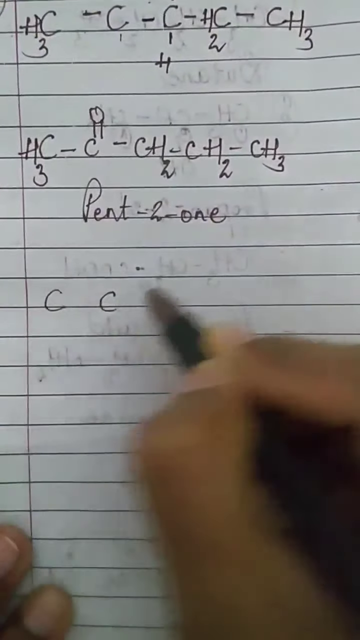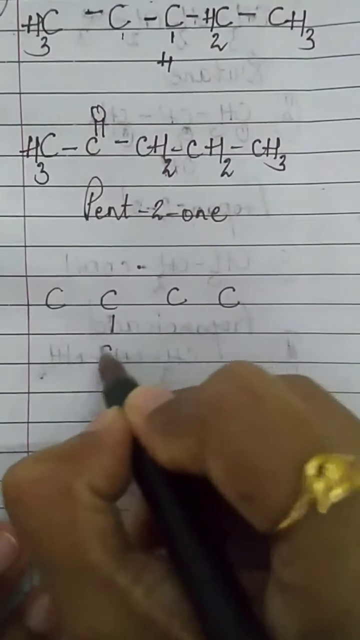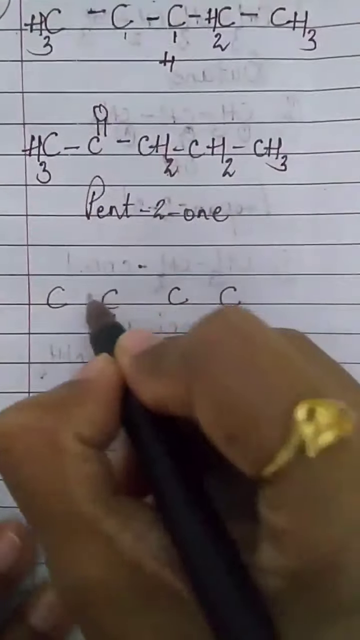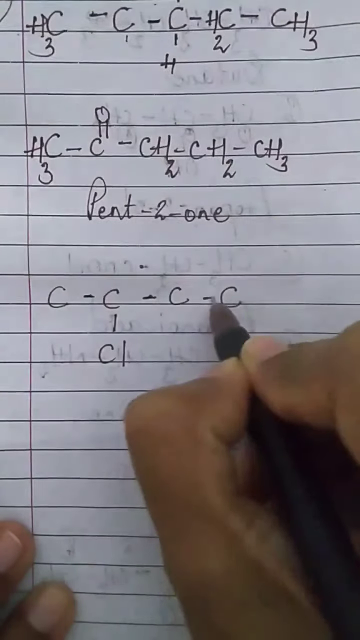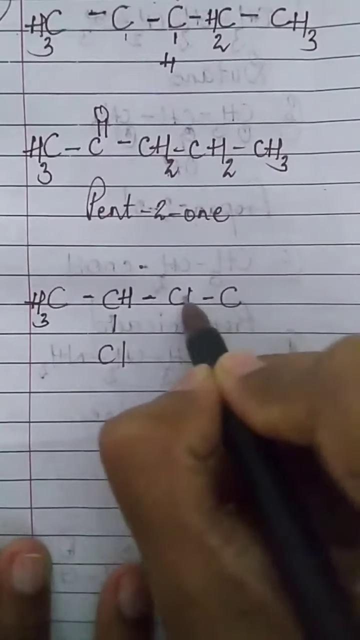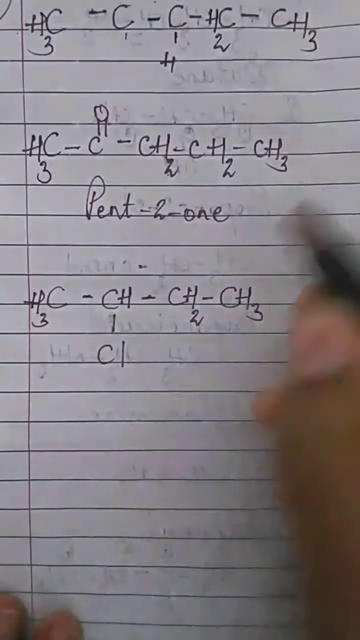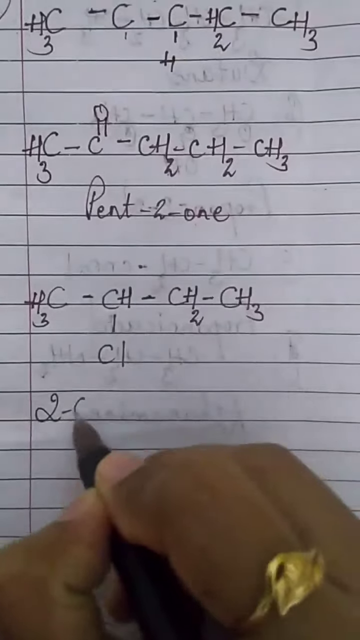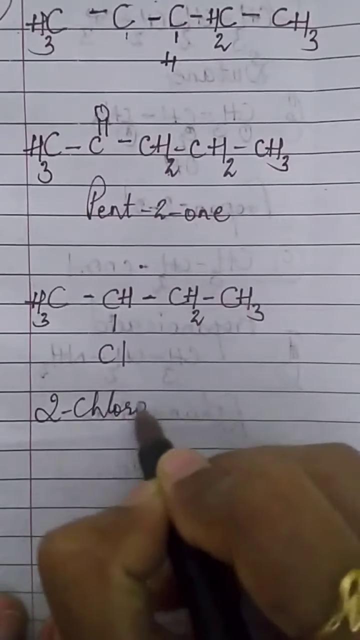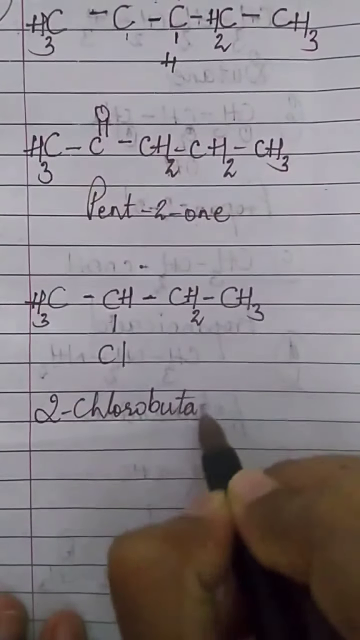2-chlorobutane, parent is butane. Methane, ethane, propane, butane. To the second carbon attach chloro, 2-chloro. Now let us satisfy the valency. 1, 2, 3, 4. This carbon 1, 2 and 3, 4, CH2. This carbon 1 and CH3. So this is 2-chlorobutane.